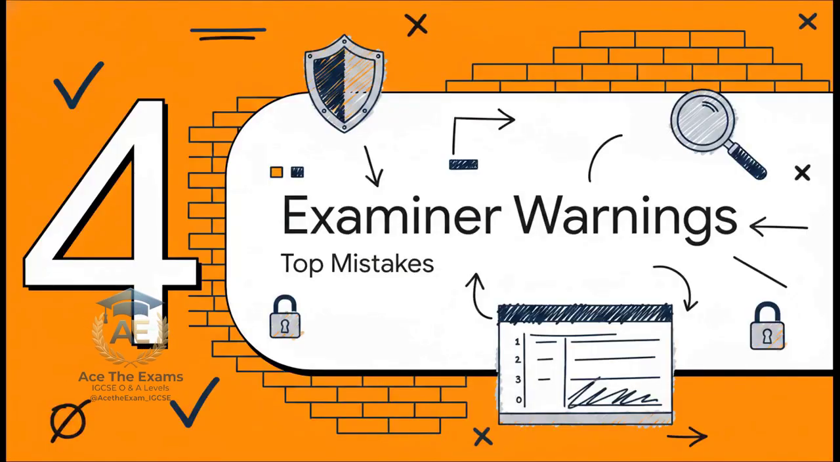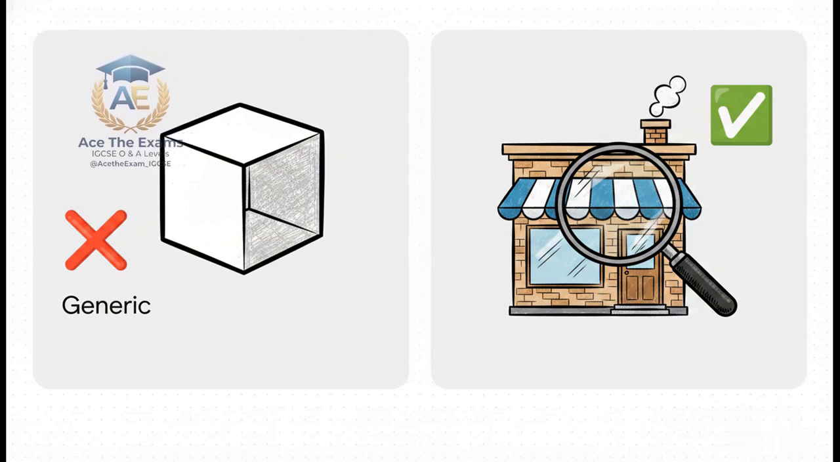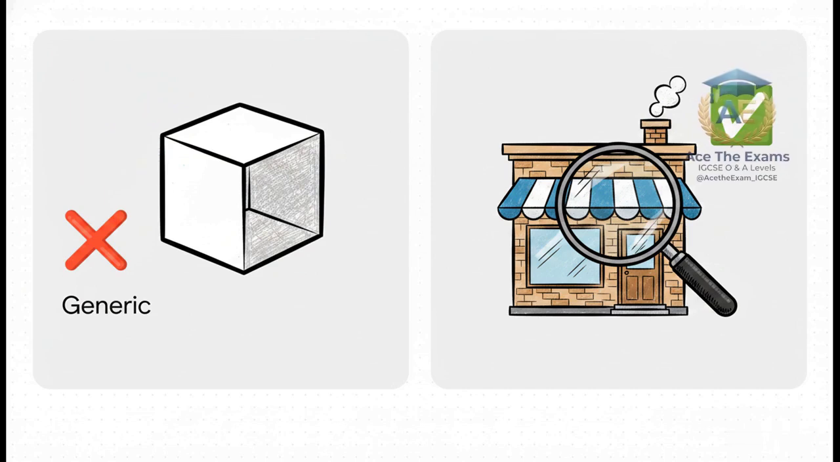Section 4, examiner warnings, top mistakes. Now that we have our offensive strategy completely locked in, let's look at defensive strategy. We are going to do a quick visual workshop right now. I want you to imagine a poorly written student answer, a classic spot the flaw scenario. The student writes out a perfect textbook definition of a ledger account, but scores a 2 out of 10.